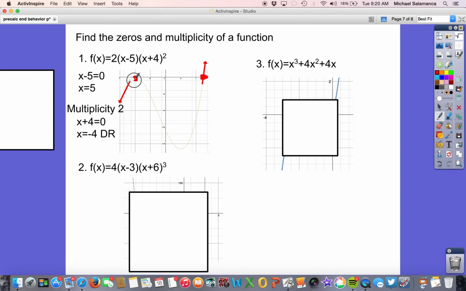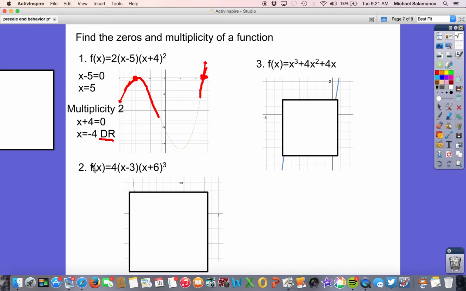The interesting thing though is, how does the double root affect the graph? You'll notice here that as we track it, it goes up to negative 4 and then it bounces right back down. But when we graphed it for 5, it just crossed right through it. So for the single root, it just crossed right through it. But for the double root, it bounced right back.